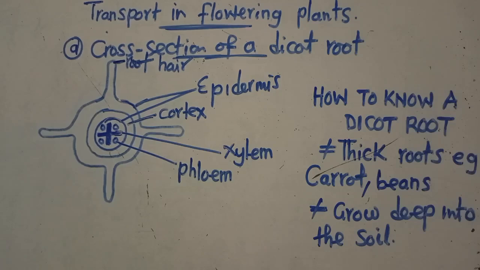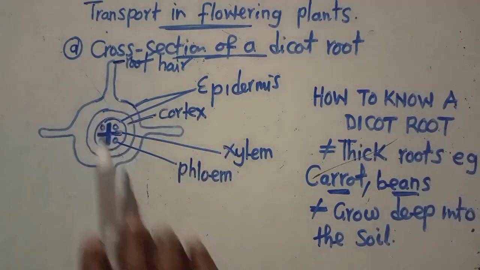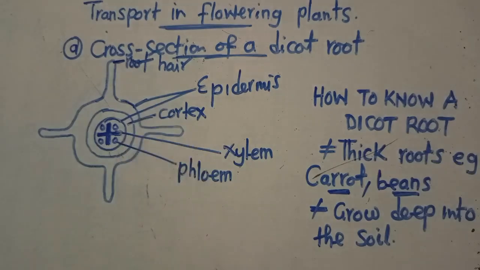So these are points that will help you. A carrot is one example, and beans. The roots will tell you that beans contain a dicot root because it has thick roots and grows deep into the soil. This is what you need to understand. This is just a cross section that we need to know.